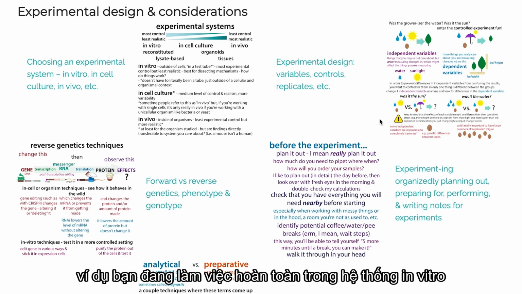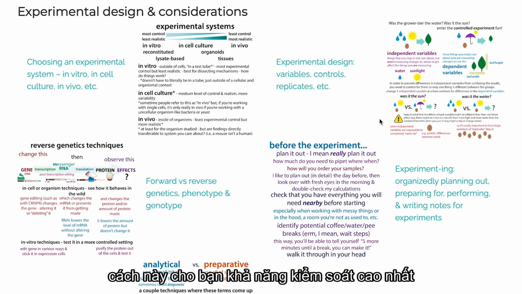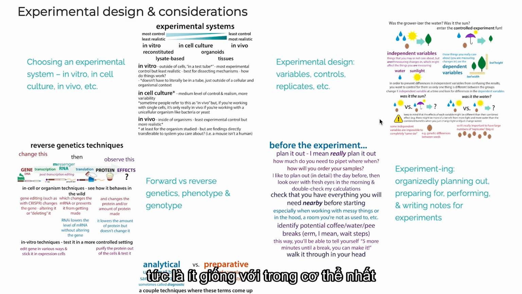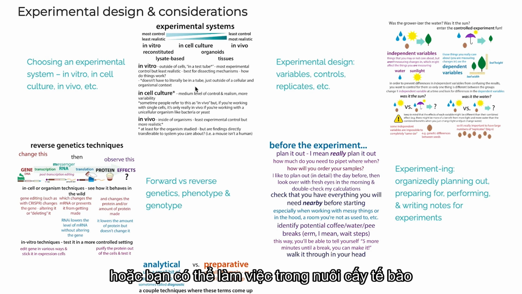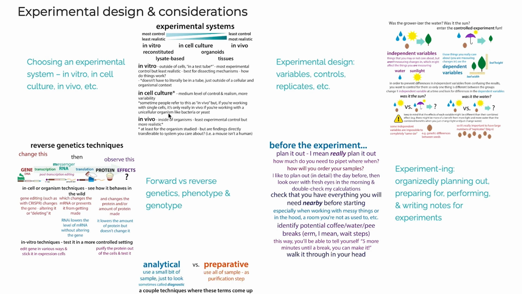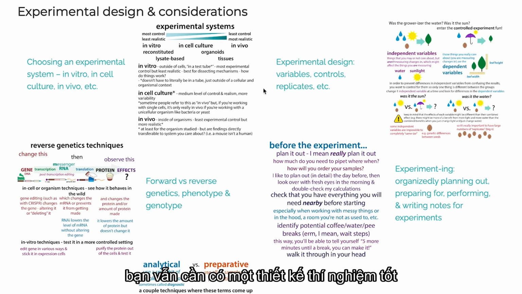So are you working in a totally in vitro system with everything being made and purified, and then you mix the components? This is going to give you the most control, but it's also going to be the least physiologically relevant, so the least like it would be in the body. That would be in vivo if you're actually working in the body, and then you can do things in cell culture, and we'll get into some of the pros and cons of these. No matter what type of experimental system you're working with, you want to make sure you have a good experimental design.